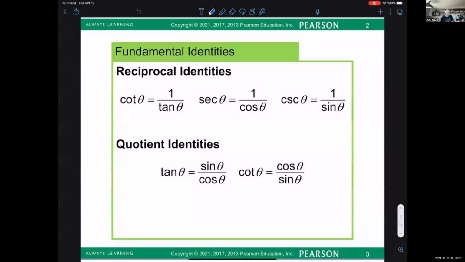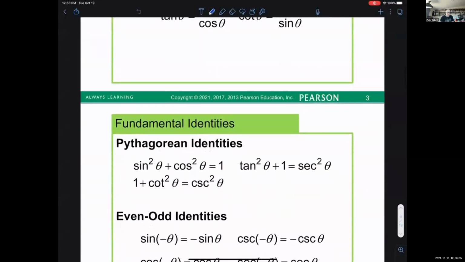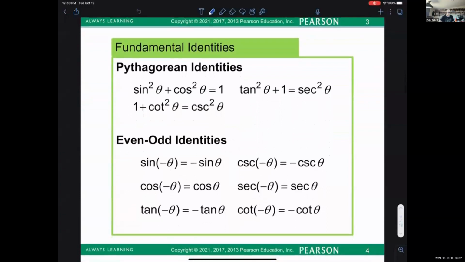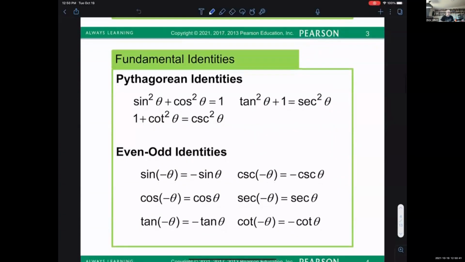And we've been using these facts already to some extent. But the fundamental identities that we've thought of before and haven't used that much are that sine squared theta plus cosine squared theta is equal to 1. And tan squared theta plus 1 is equal to secant squared theta. 1 plus cotan squared theta is equal to cosecant squared theta.